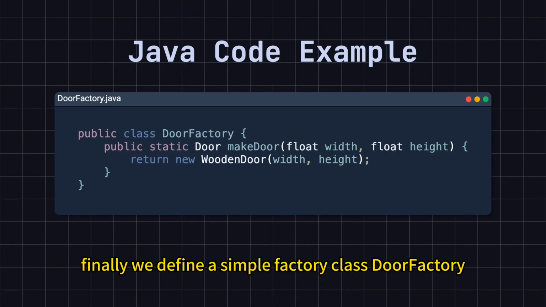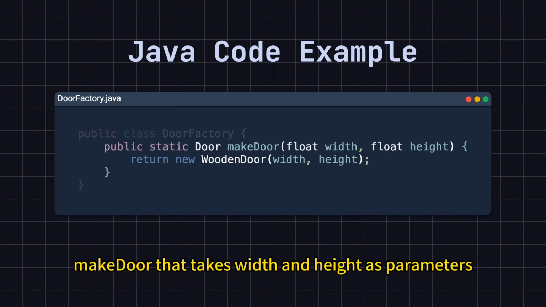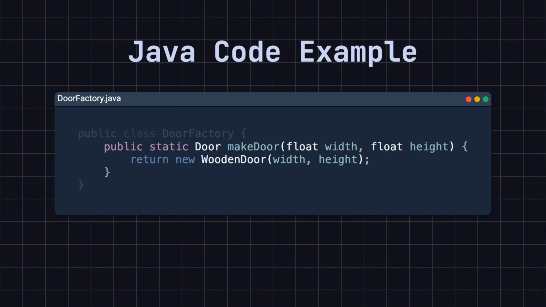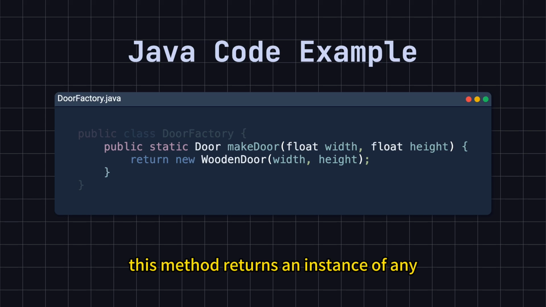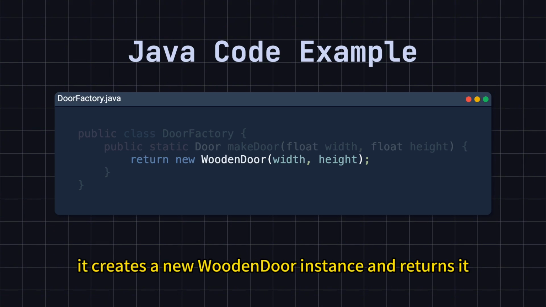Finally, we define a simple factory class, doorFactory. It has a static method, makeDoor, that takes width and height as parameters. This method returns an instance of any class that implements the door interface. Inside the method, it creates a new wooden door instance and returns it.